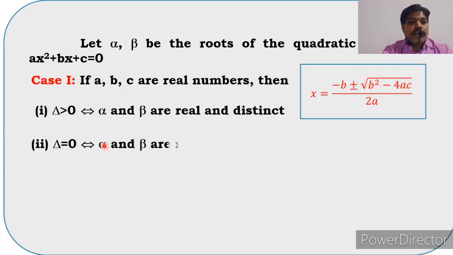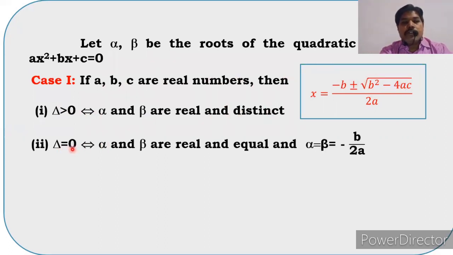Similarly, the next one: if delta is equal to 0, what happens? This value will become 0, then x is equal to minus b by 2a. So only the same roots exist, that means both the roots are same. What is that root? Minus b by 2a. If delta is equal to 0, alpha and beta are real and equal, alpha is equal to beta, both the roots are same, and the root is nothing but minus b by 2a.